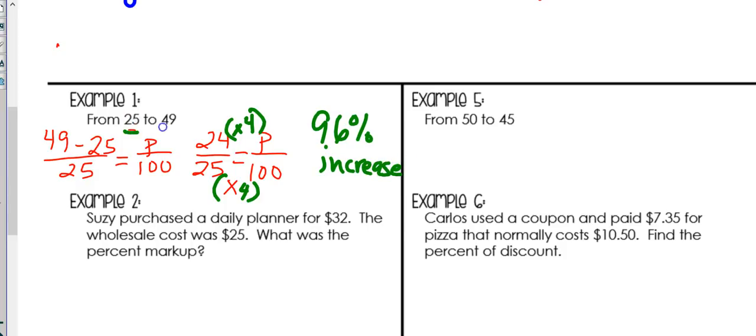So we're going from 25 to 49. We find the difference between the two, which is our amount of change, 24. So our part is 24, our whole is 25, and our P is over 100. We solve for P and we get a 96% increase. All right, look at number 2.